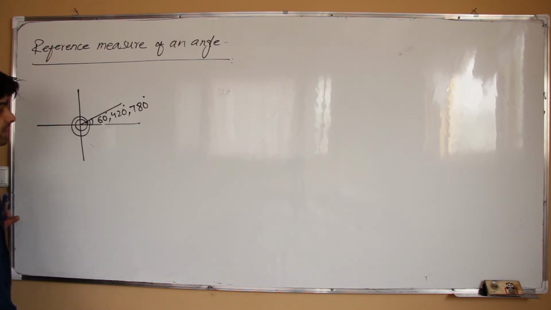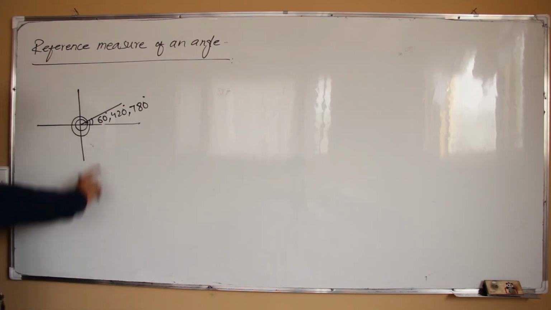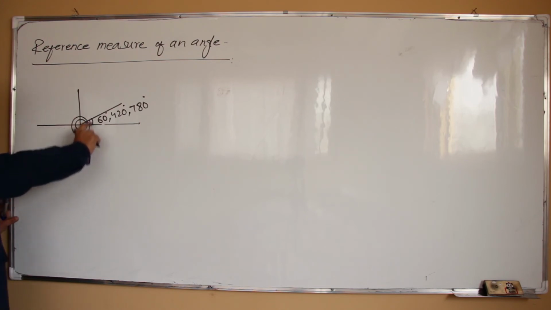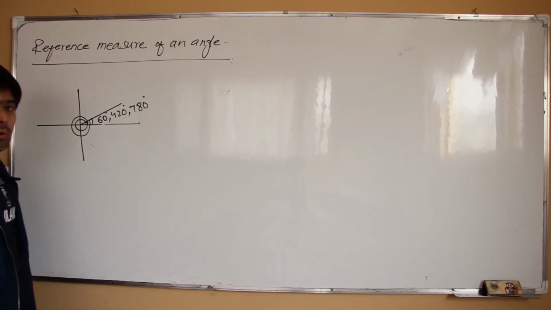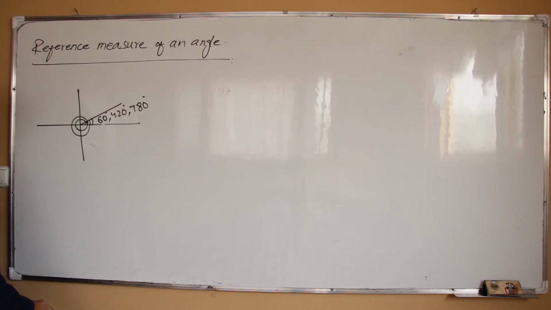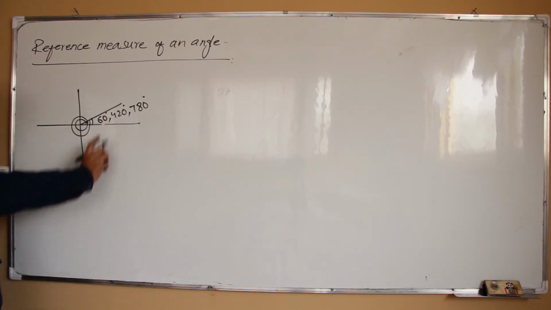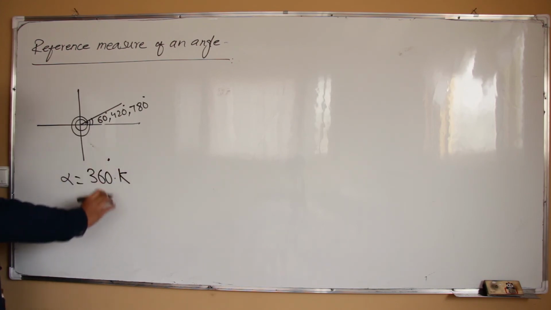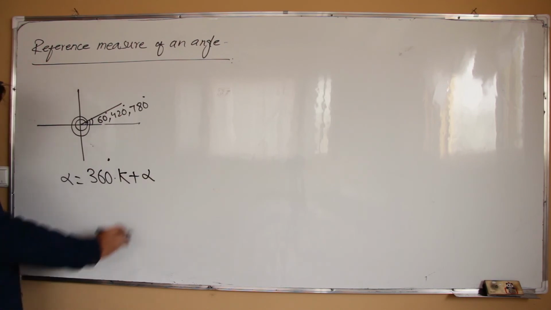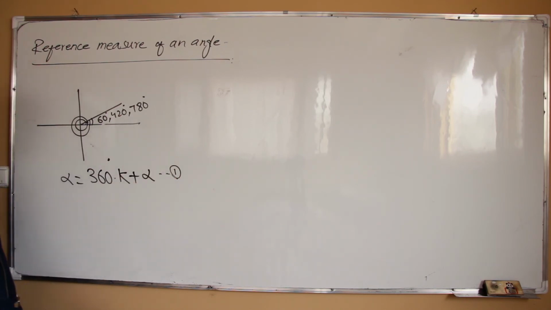Now what is a reference angle? A reference angle is the angle that, after some number of revolutions, will take its own place. Now how can we find this by 2 equations? If we have the degree system, our angle, for example 420, is 360 times k plus alpha. This is our first equation for degree measurement.